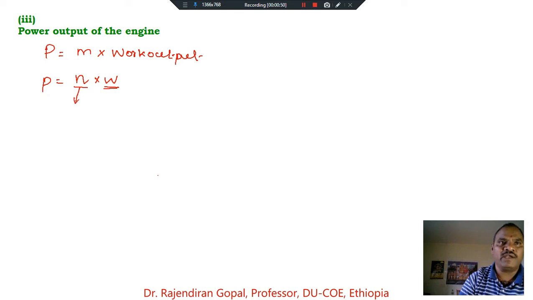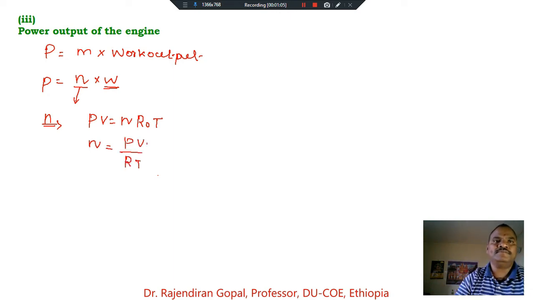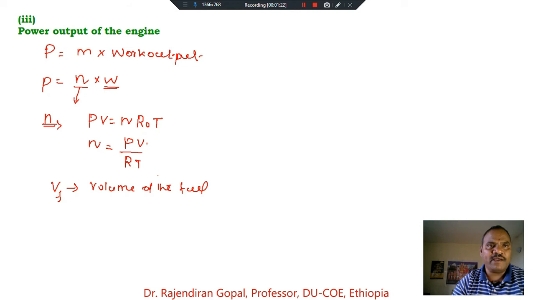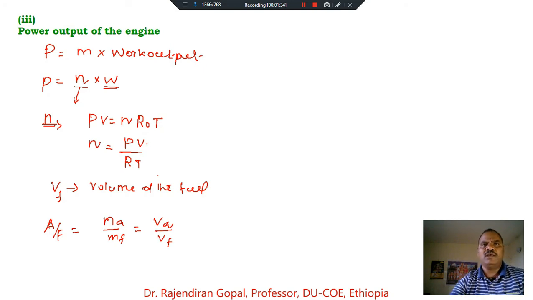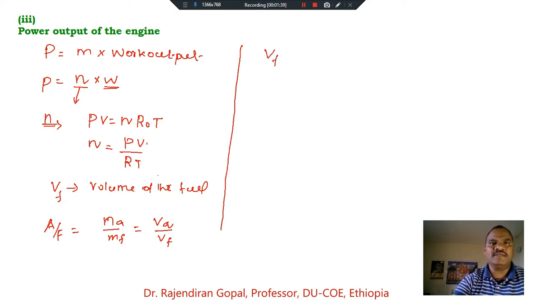Now this molar flow rate can be derived from PV is equal to N into R naught multiplied by T, so that we can find out PV over R naught T. Then this V is the volume of the fuel. This volume of the fuel can be identified from the air fuel ratio, which is equal to mass of air over the mass of the fuel, that is equal to volume of air over the volume of fuel. This volume of fuel is equal to volume of air over the air fuel ratio.